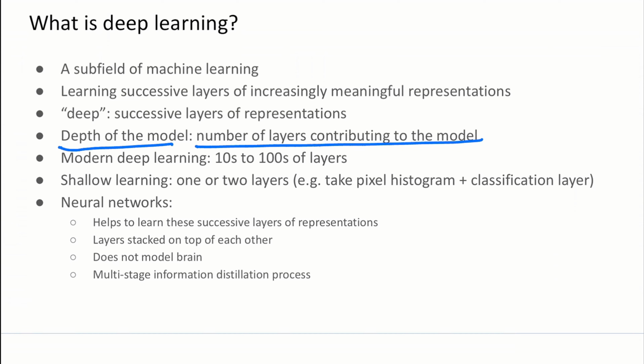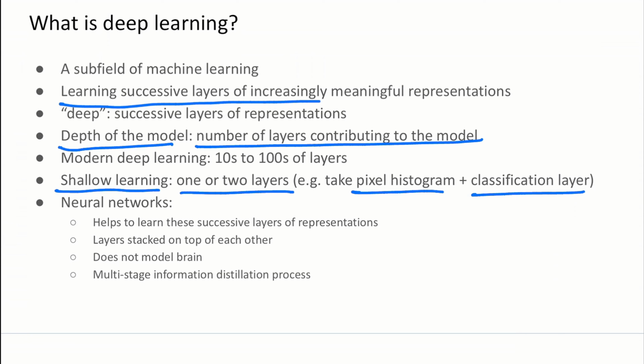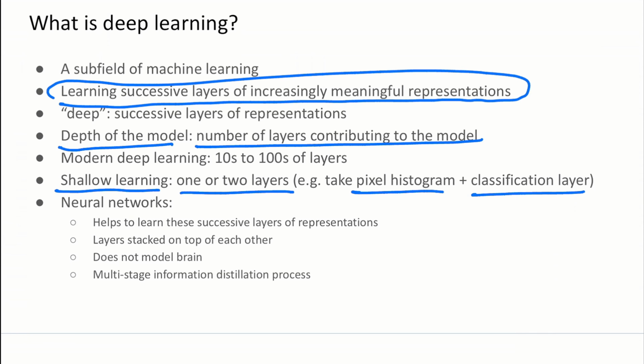And in modern machine learning, you will see layers from anywhere to tens or hundreds. In shallow learning, you have one or two layers. So if we are talking about the MNIST example, where you have to classify every picture into a number, what you can do is take the pixel histogram and add a layer of classification on top of it. If you don't understand all these terms like layers or pixel histogram, don't worry much about it right now. Just know that in deep learning, we are learning successive layers of increasingly meaningful representations.